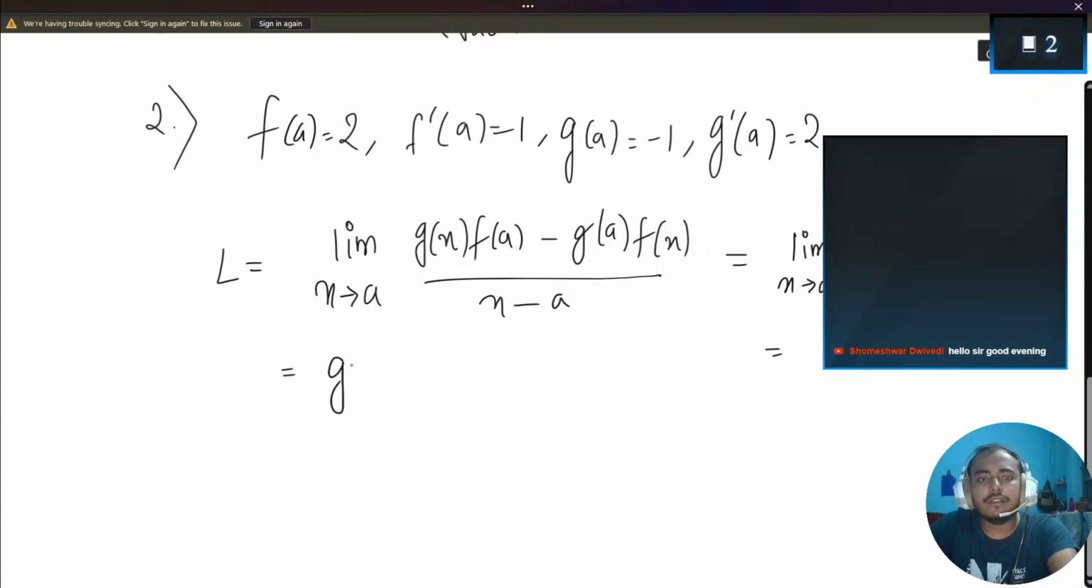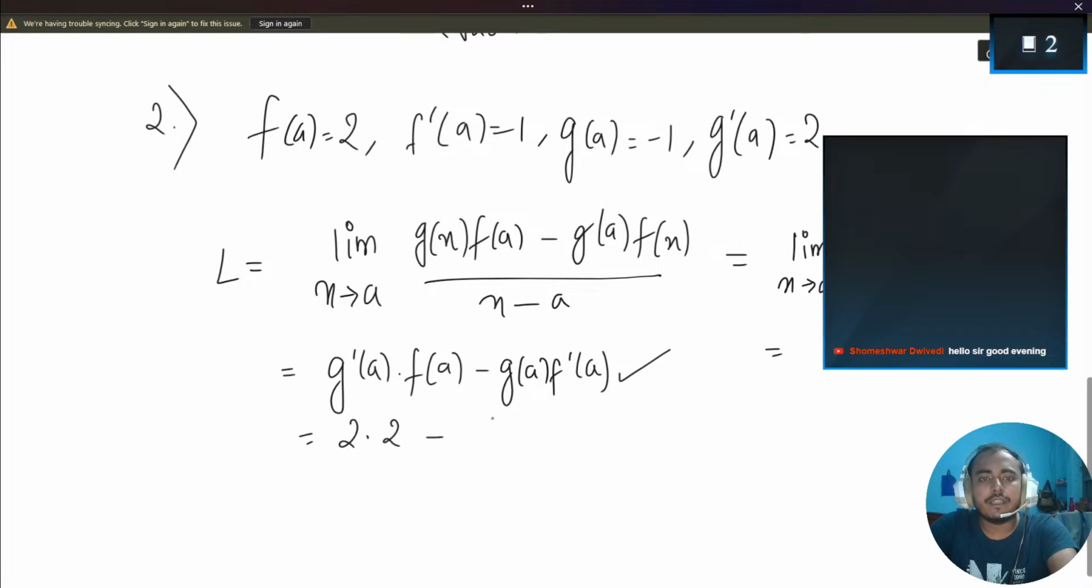Let's write it here. g prime of a into f of a minus g of a into f prime of a. So this is our limiting value. And you can put the values in and we can simply get the answer as 2 times 2 minus 1 times 1, which is 2 into 2, 4 plus 1, which is our required answer.